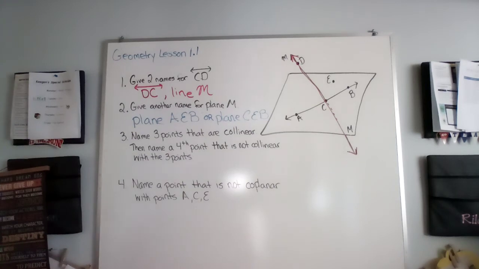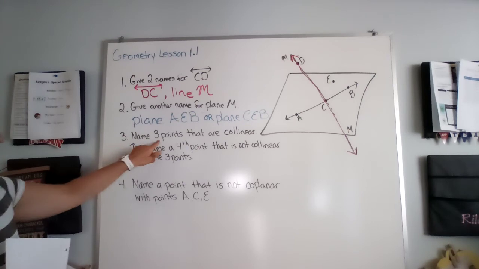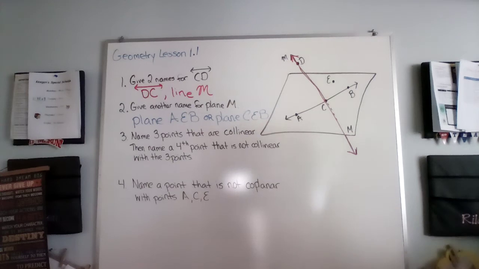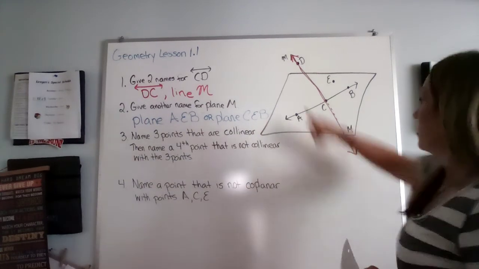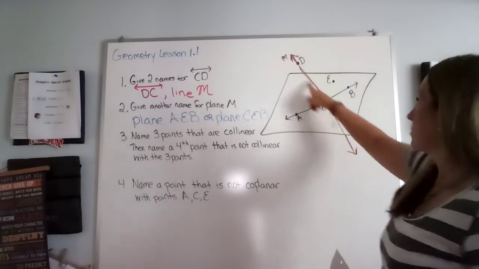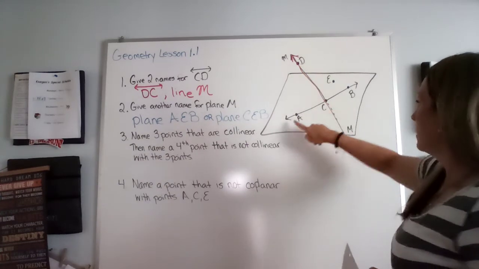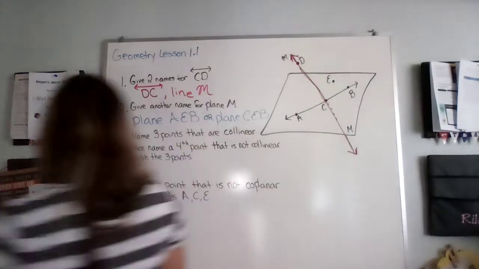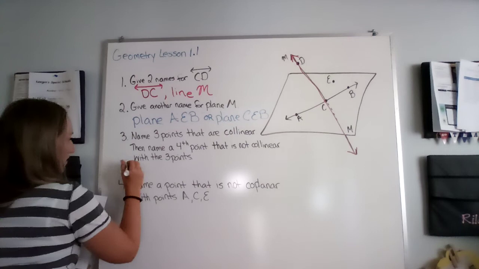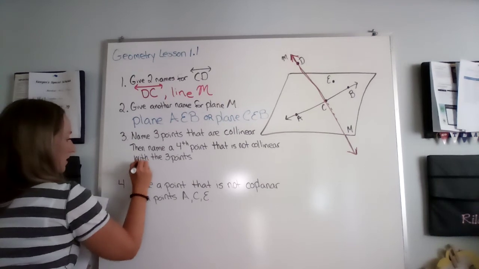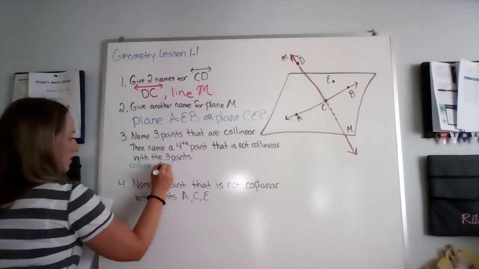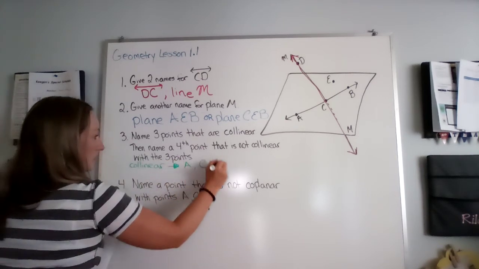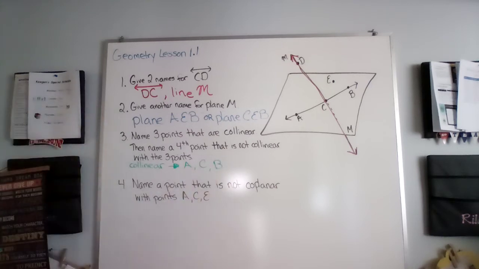Okay. All right, the next one says name three points that are collinear. So you look at the diagram and you want to find three points that are all on the same line. Well, this line only has two points on it, D and C, but this line has three points, A, C, and B. So three collinear points would be A, C, and B. Those would be your three collinear points.